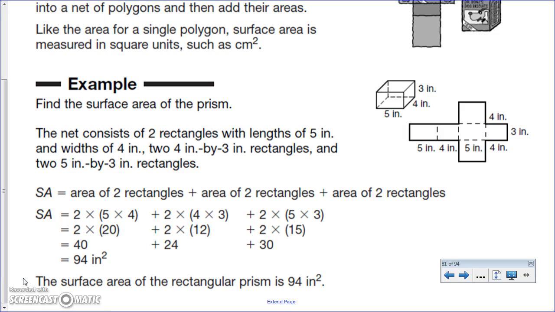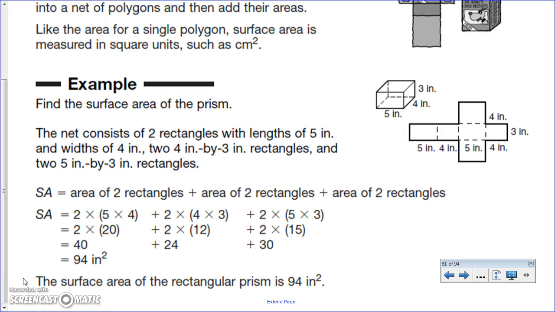Take the second set of rectangles and find that area and then multiply it by 2. So that's where we get the 2 times 4 times 3. And then we need the third set of rectangles, so we get 2 times 5 times 3. And then after that, it's just a matter of doing your multiplication. So 5 times 4 is 20, 4 times 3 is 12, and 5 times 3 is 15.